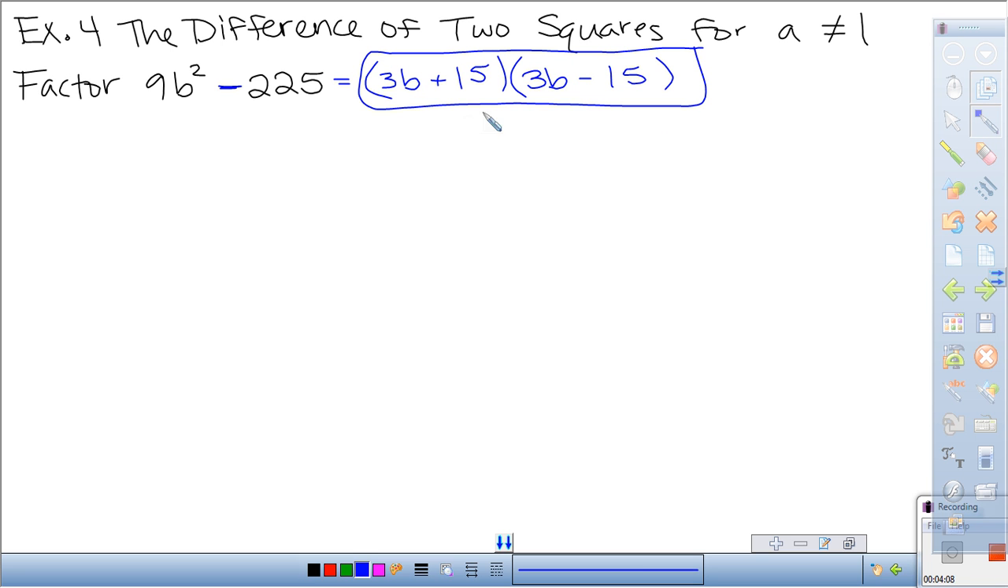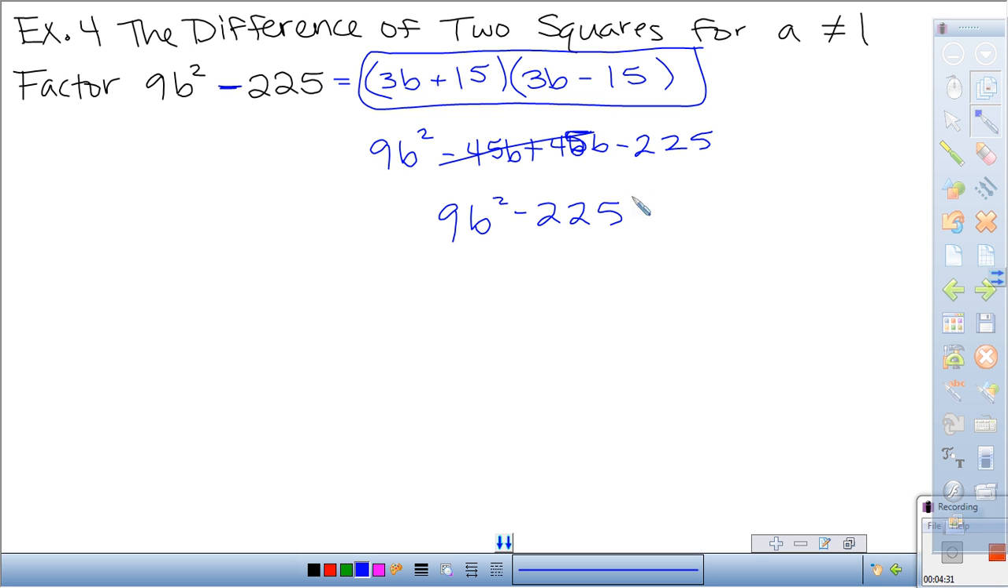Again, you can check this by FOILing. 3b times 3b, 9b squared. 3b times negative 15, negative 45b. 15 times 3b, plus 45b. And 15 times negative 15, negative 225. We see again our middle terms cancel. 9b squared minus 225. So we know we factored correctly.